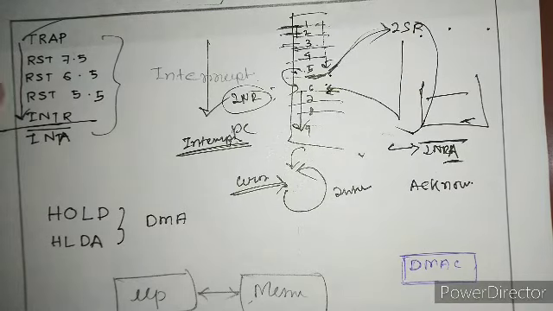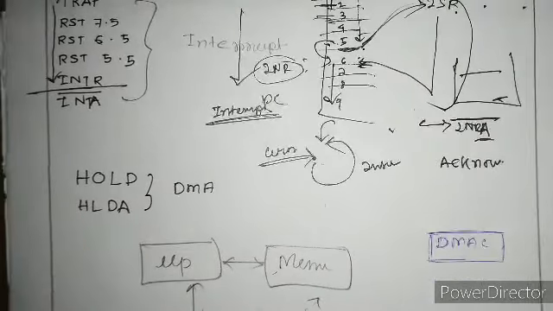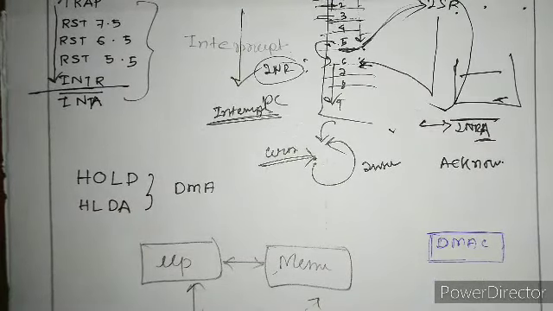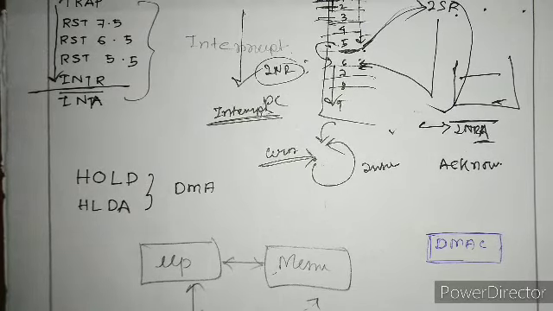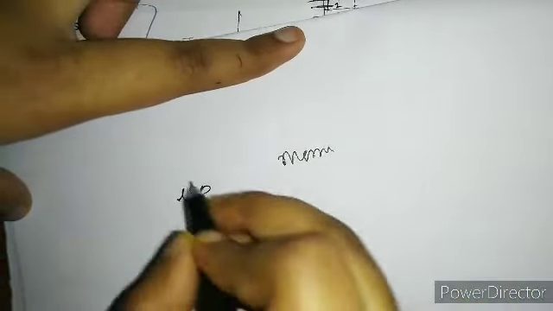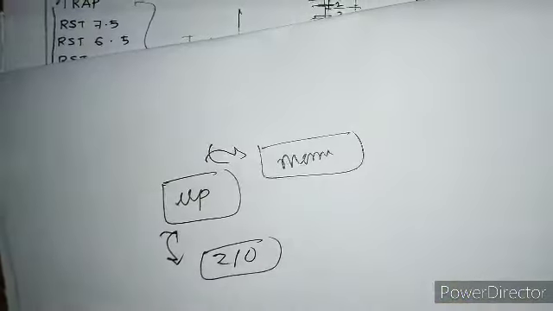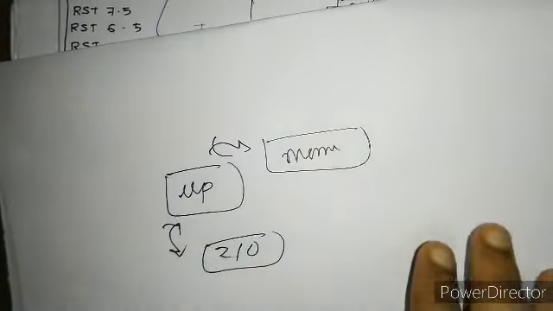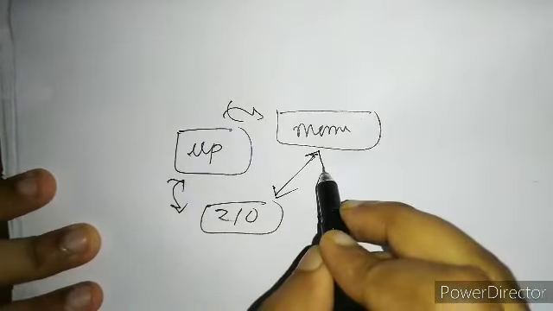The last two pins, HOLD and HLDA, sorry, why are they used? So again, my favorite diagram. Microprocessor, memory, IO. One thing we all notice is that the microprocessor is connected to both of them, but IO and memory are not connected to each other directly. They have to go through the microprocessor.